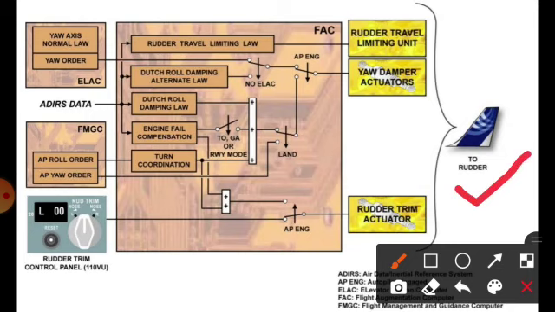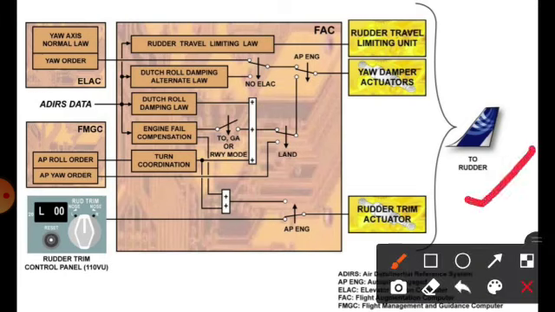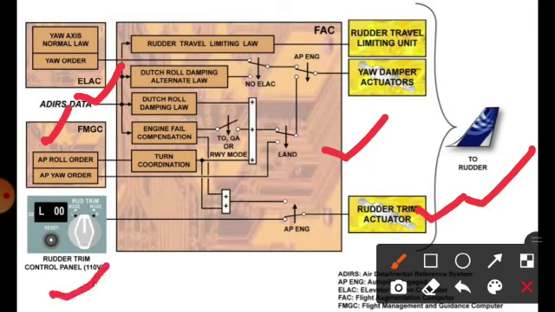Today we are discussing rudder control, and you can see this rudder is controlled through the FAC, and also there are some other computers involved. We will discuss here. So in normal operation, to control the rudder we use FAC, ELAC, FMGC, and for the rudder trim actuator in manual mode we use this rudder trim control panel for manual trimming.